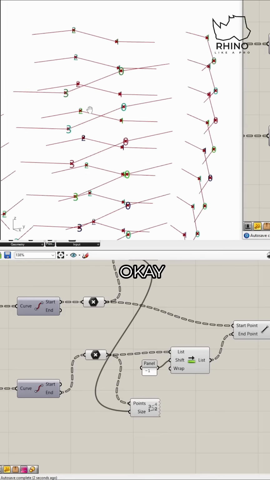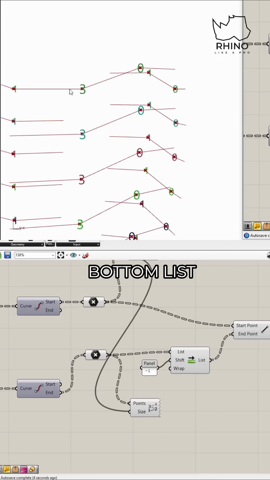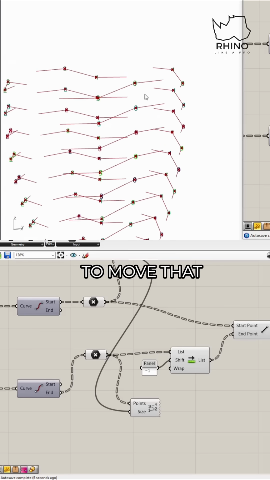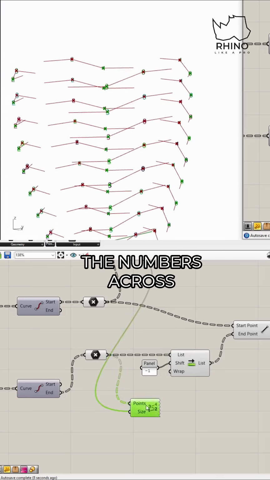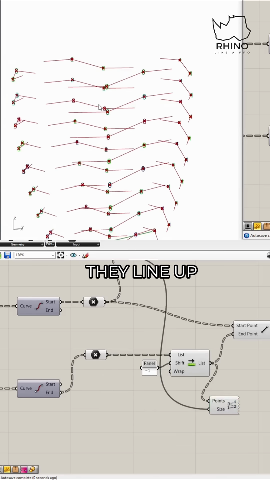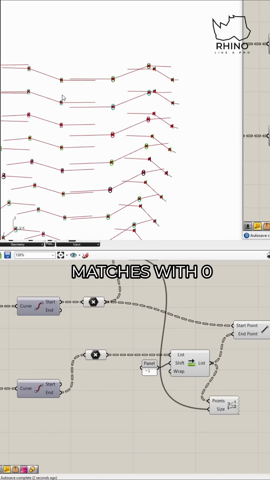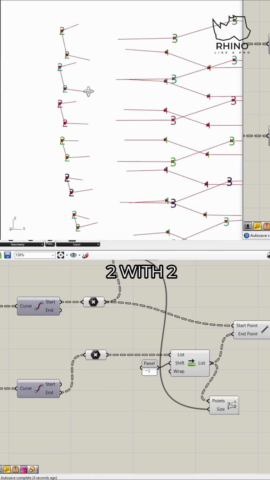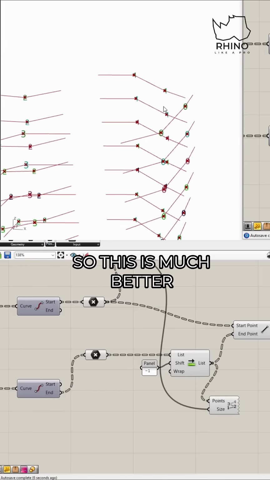And yep, it did. Okay, so by shifting that bottom list, I was actually able to move the numbers across. And now you see they line up. 0 matches with 0, 3 with 3, 2 with 2, 1 with 1. Okay, so this is much better.